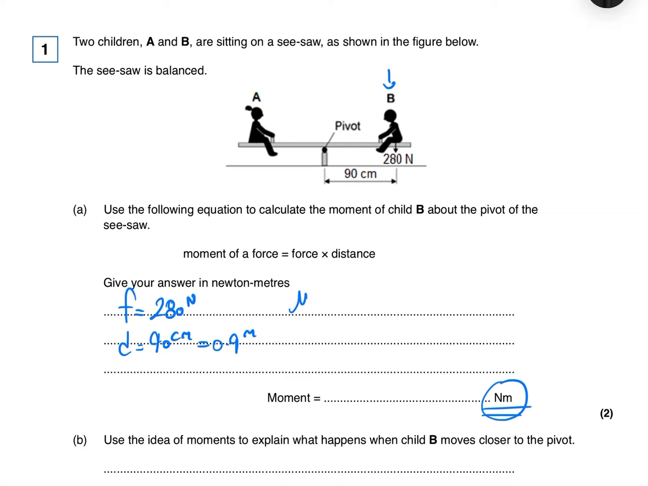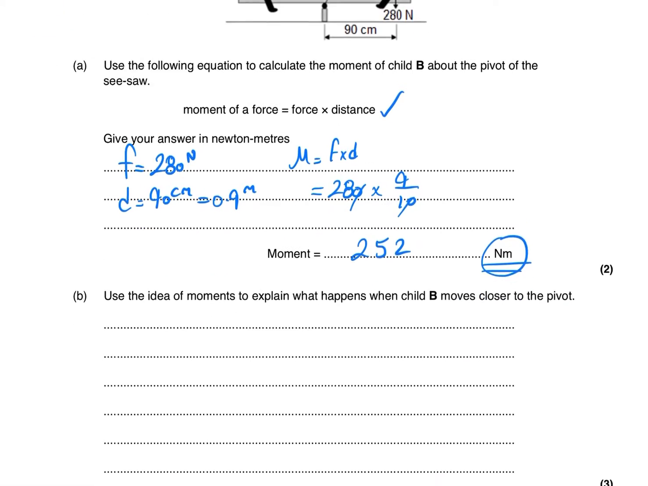Now, we know that moment is equal to force times distance, and the formula has actually been given to us. So simply multiply 280 by 0.9, which is 9 over 10. 9 times 28 is 252 Newton meters. That's the answer to question number 1A. Let's move on to B.